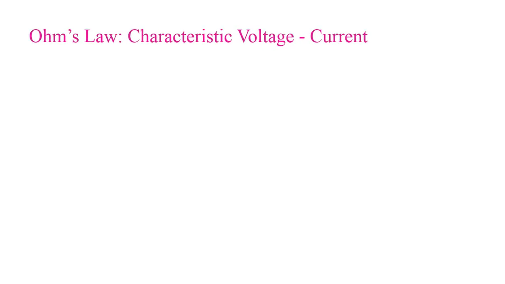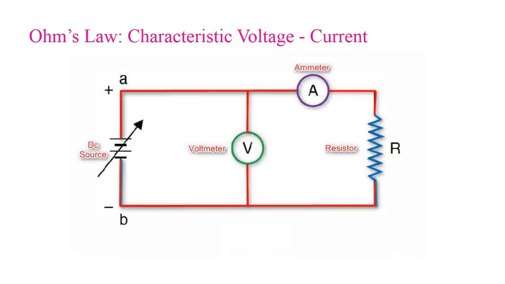Let's see how. To study the characteristic voltage current of a resistor, we will build the following circuit. In this circuit, we will have a variable DC source. Variable means its voltage can be manipulated. This arrow indicates that it is variable. And of course, in this circuit, we have a resistor, a voltmeter to measure the voltage, and an ammeter to measure the current in order to study the relationship between these two.